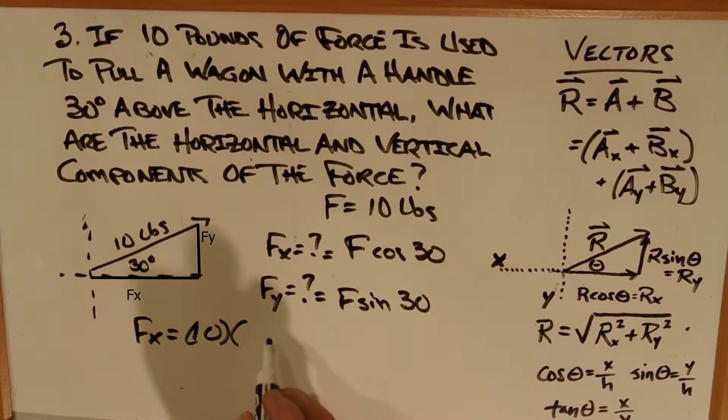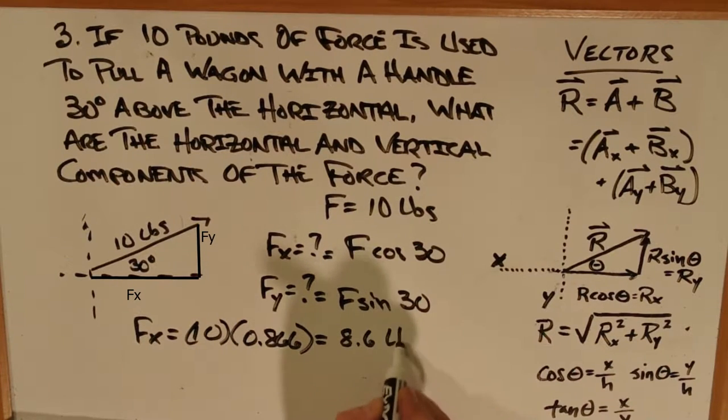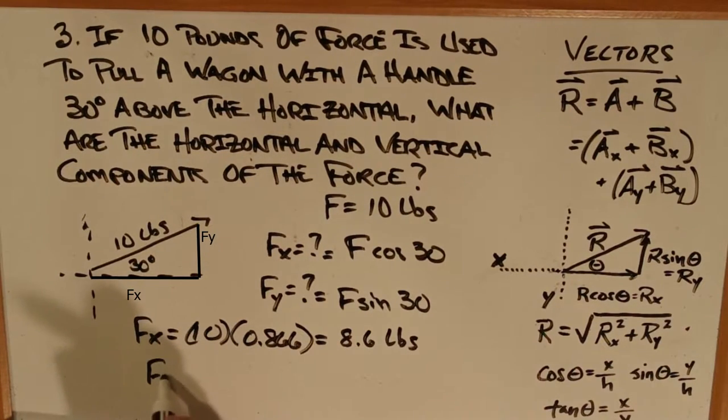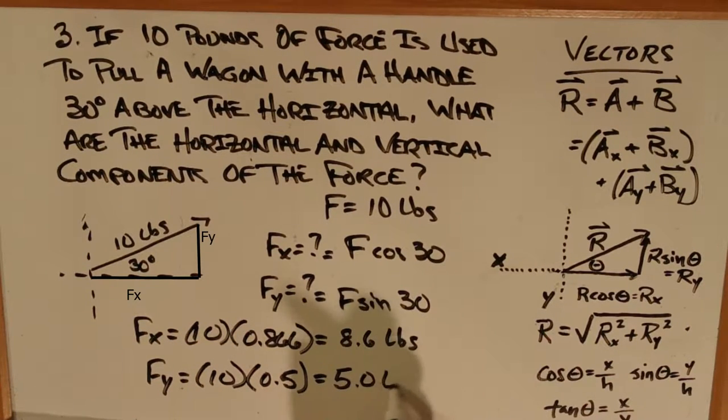Plugging in the numbers, f, of course, is a numerical value of 10. Cosine 30 is 0.866. Multiplying the two together, we get 8.6 pounds of force. F in the y direction is 10 times the sine of 30, 0.5. And so the component of the force in the y direction will be 5 pounds.